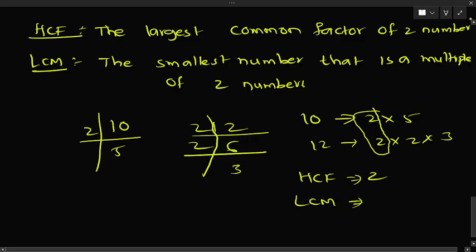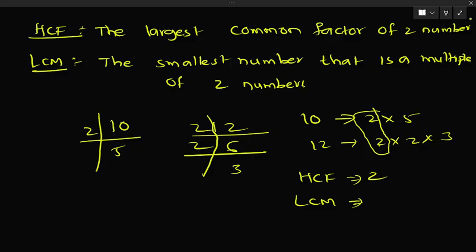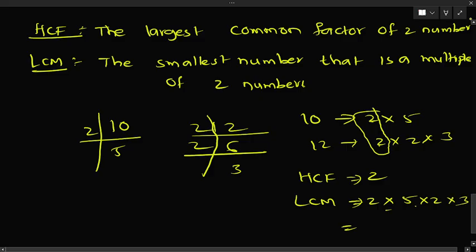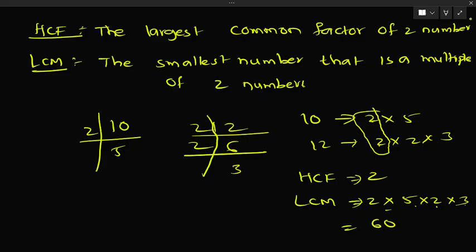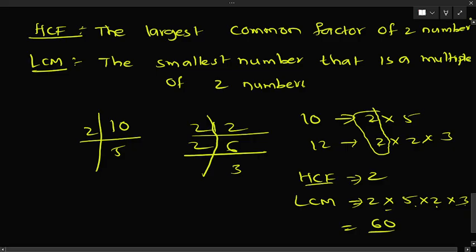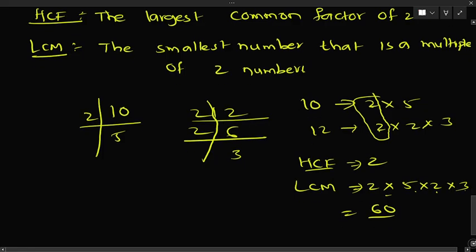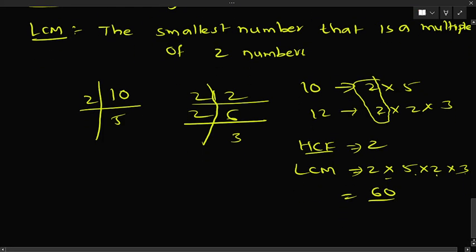And what about LCM? It is the smallest number that is a multiple of both numbers. So here 2 is as usual, and 5 into 2 into 3, which gives you 5 2s are 10, 10 3s are 30, 30 2s are 60. So HCF is 2 and LCM is 60. This is regarding LCM and HCF.